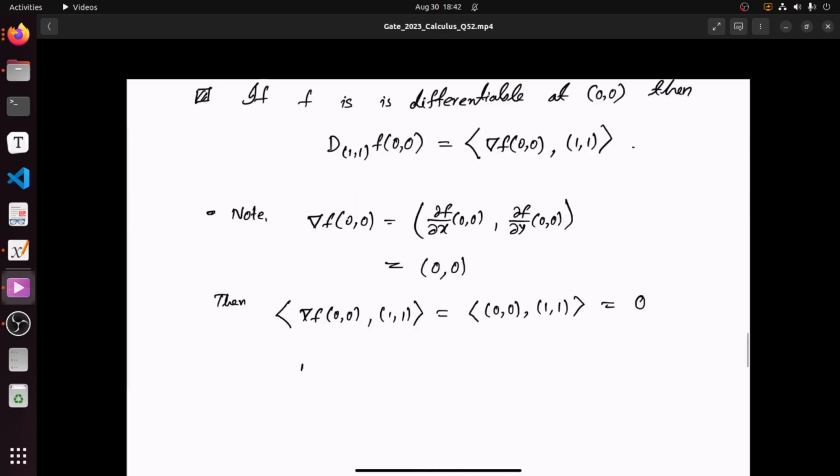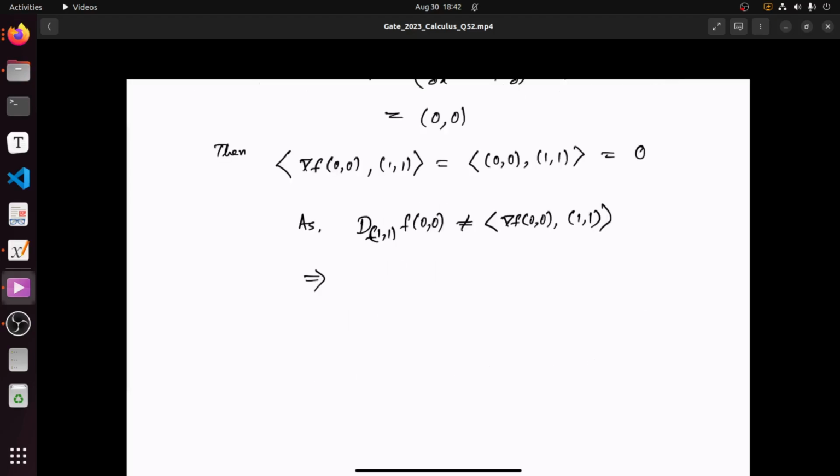As the directional derivative of f at 0 0 in the direction 1 1 is not equal to the inner product of 0 0 with 1 1, this implies f is not differentiable at 0 0.